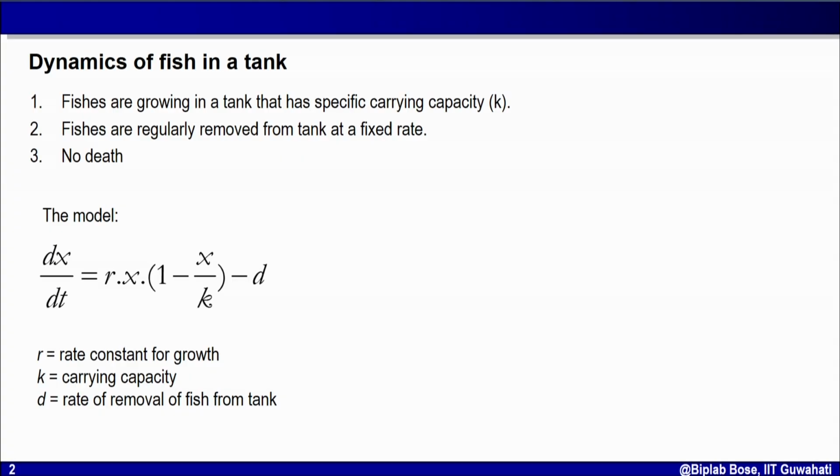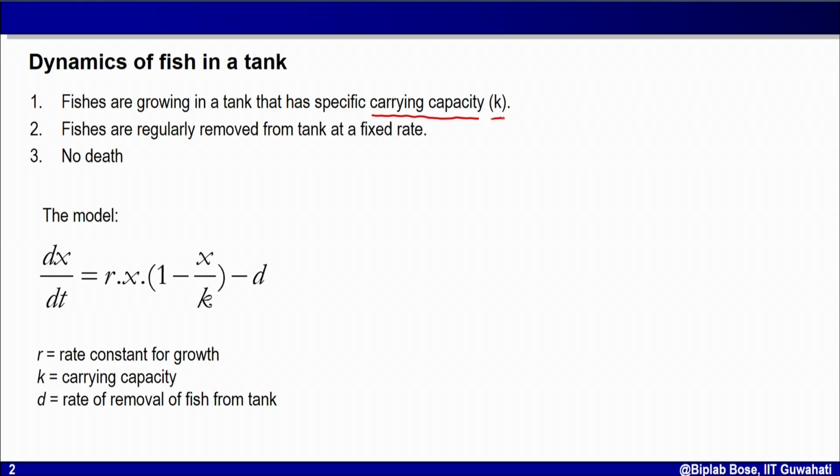So let us take a model first. Today I will discuss a model on dynamics of fish in a tank. Suppose we are growing fish in a tank. Obviously the tank has a capacity of how many fish can be held there. So that means the fish are growing in a tank that has a carrying capacity. Let us call it K.